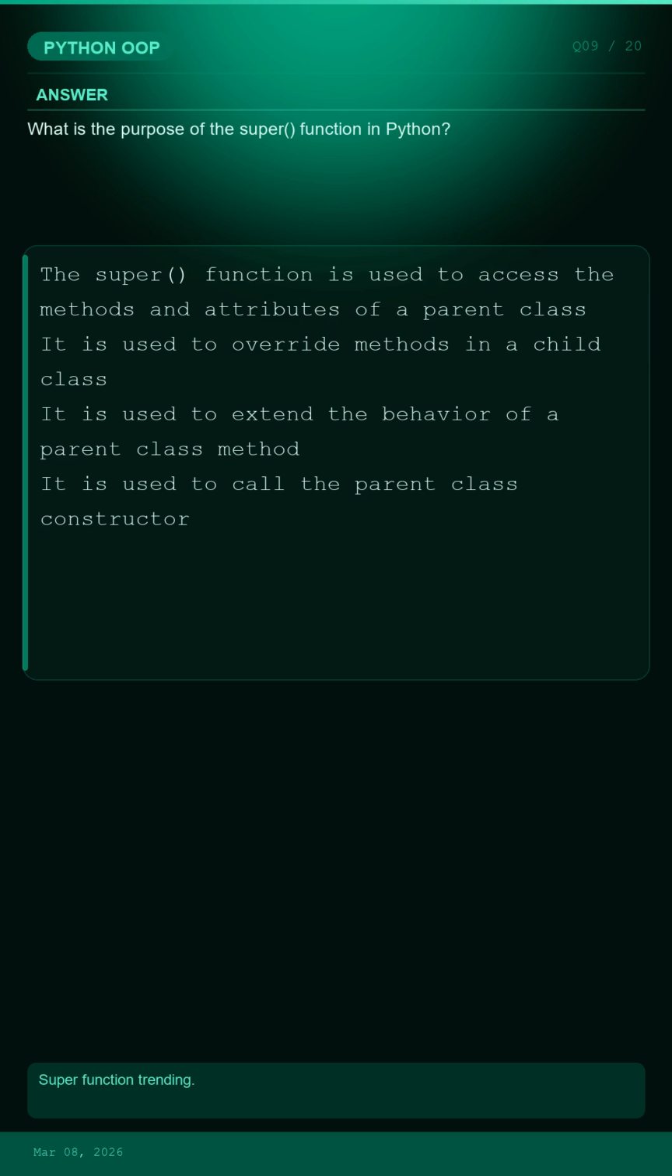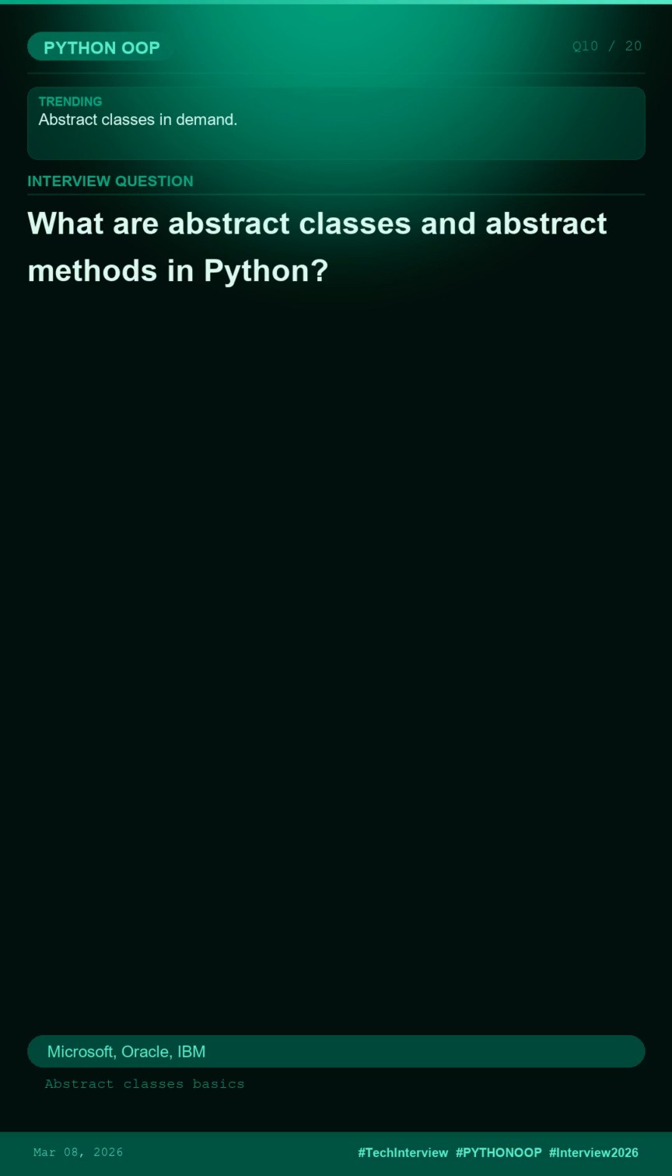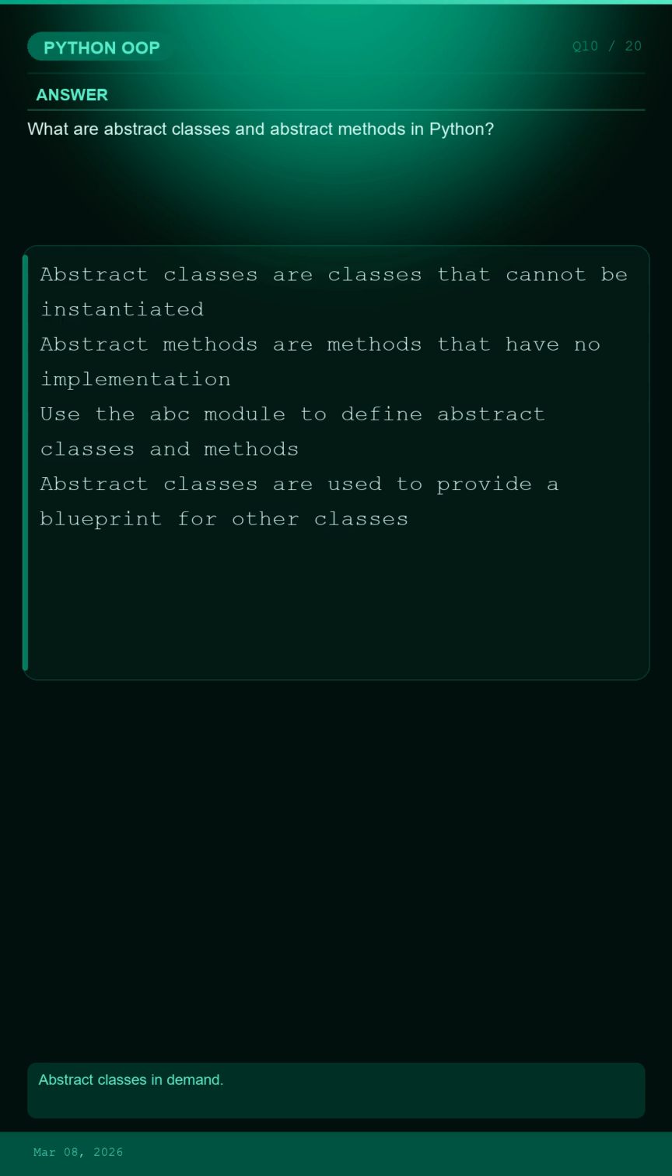Next question, Question 10. What are abstract classes and abstract methods in Python? Answer. Abstract classes are classes that cannot be instantiated. Abstract methods are methods that have no implementation. Use the ABC module to define abstract classes and methods. Abstract classes are used to provide a blueprint for other classes.